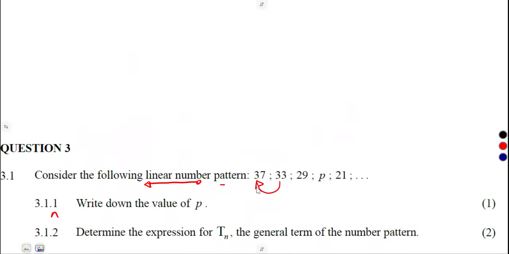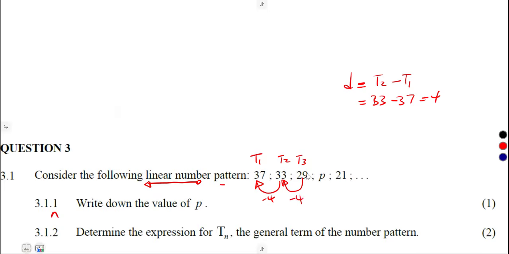33 minus 37. Remember, term 1, term 2, term 3. The difference, which is our constant difference, is supposed to be what? T2 minus T1. So 33 minus 37 is going to give us negative 4. The same thing that we are seeing, 29 minus this, that's a negative 4. So there's a difference of what?